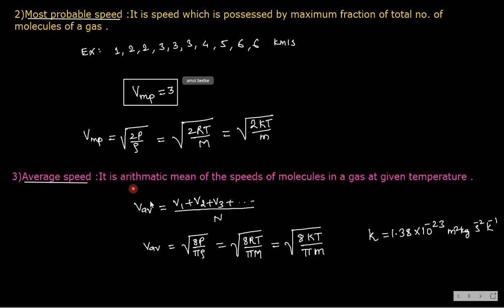Next one, average speed. Average speed everyone knows. It is just the arithmetic mean of the speeds of molecules in a gas at a given temperature. V average is equal to V1 plus V2 plus V3 and so on by N, and this is just average. V average is equal to under root 8P by pi rho, which is equal to under root 8RT by pi M, which is equal to under root 8kT by pi m. This is the formula where k is Boltzmann constant.